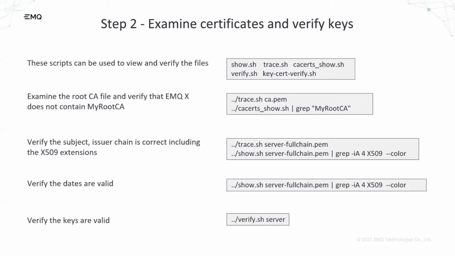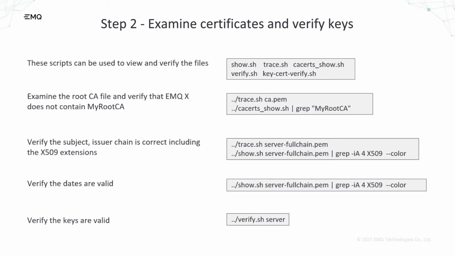Some examples: maybe you want to examine the root CA file to see what it contains. Then you can also check that the root CA is or is not inside the EMQX CA certs file. You can also view the complete certificate files using the trace command. You can view the subject issuer chain. And also if you grep for the X509 extensions, you can see the subject extensions that are in the X509 extensions.